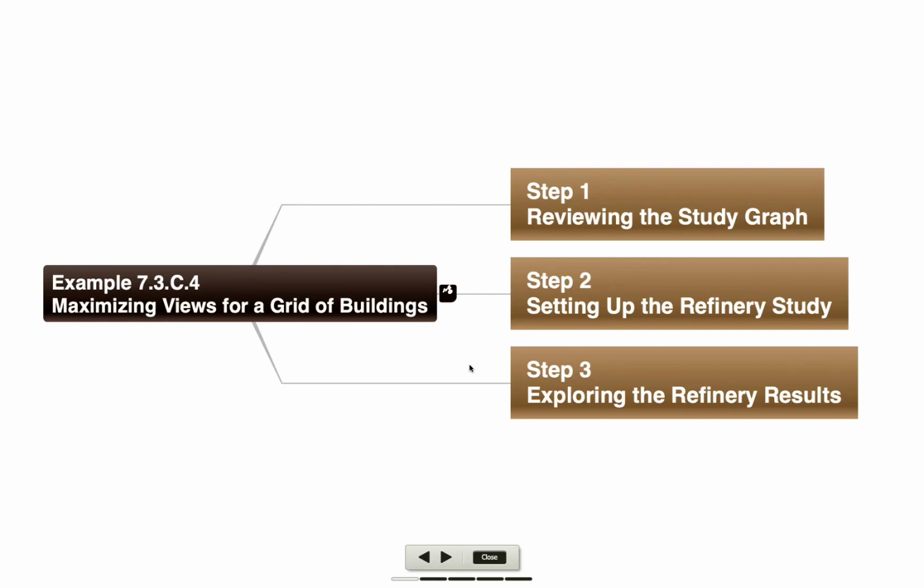For this next example, we're going to be looking at how we can use Refinery to think about the views for not a single building looking at an object, but really a whole series of buildings that might be on a grid, and how we can maximize the view potential of all of those different buildings. So this is one of those getting more complicated sort of problems. Now there's a lot of different data points to consider.